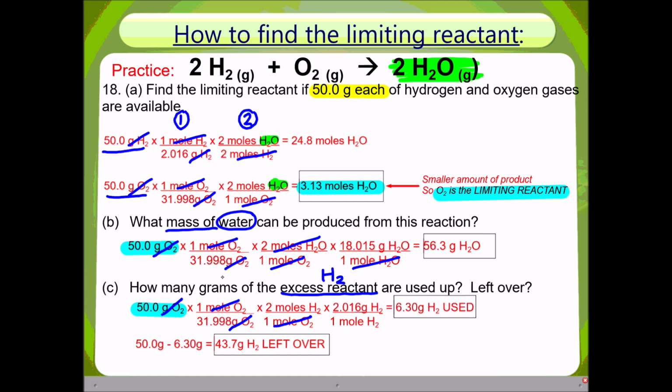You must do step 3 because the question asks for grams of H2. So getting rid of moles of hydrogen by placing it on the bottom, put grams of hydrogen on top, where 2.016 is the molar mass of H2. The final answer is 6.30 grams of H2 used. Finally, you must use the given amount for hydrogen, which is 50 grams, and subtract the amount used, which is 6.30 grams, and that leaves 43.7 grams of hydrogen left over.